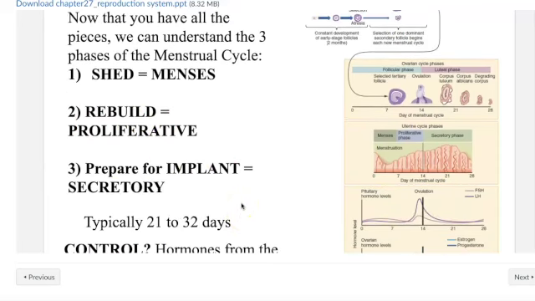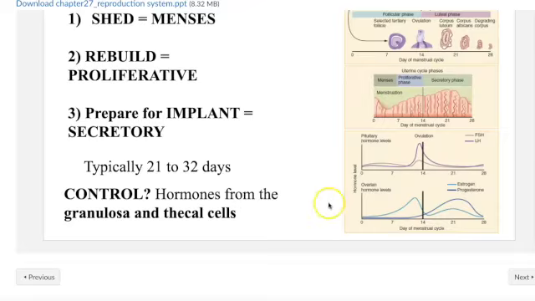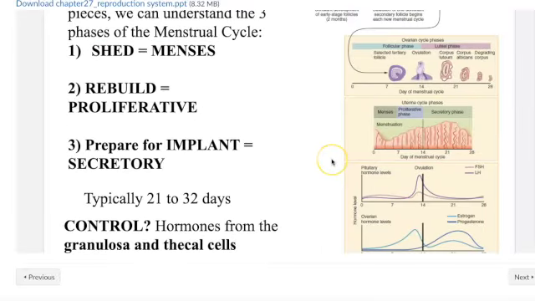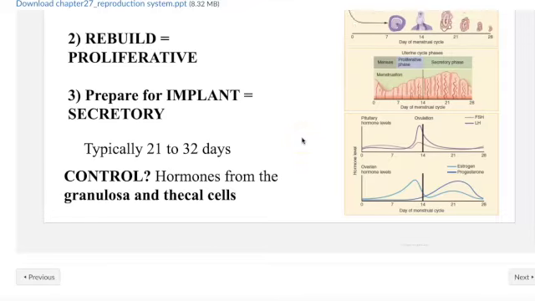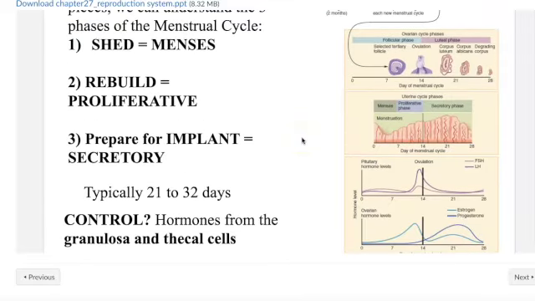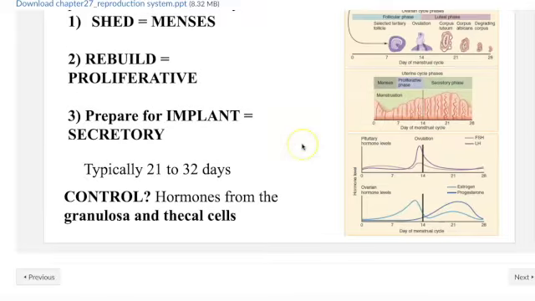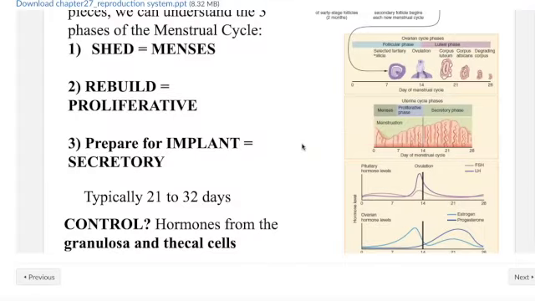Here's that chart I was telling you about. The surge of the luteinizing hormone is what causes the ovulation, which is the release of the egg. Typically 21 to 32 days. Controlled by granulosa and thecal cells. You remember in the male there are Leydig cells and the Sertoli cells. So make sure you know them for the tests. So this is the female part, thecal cells and granulosa cells.